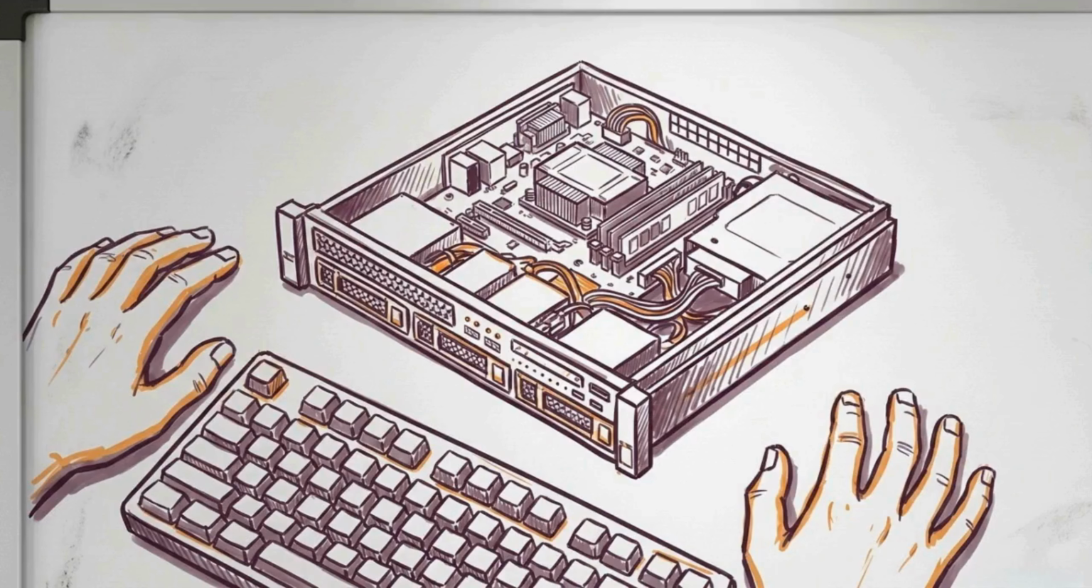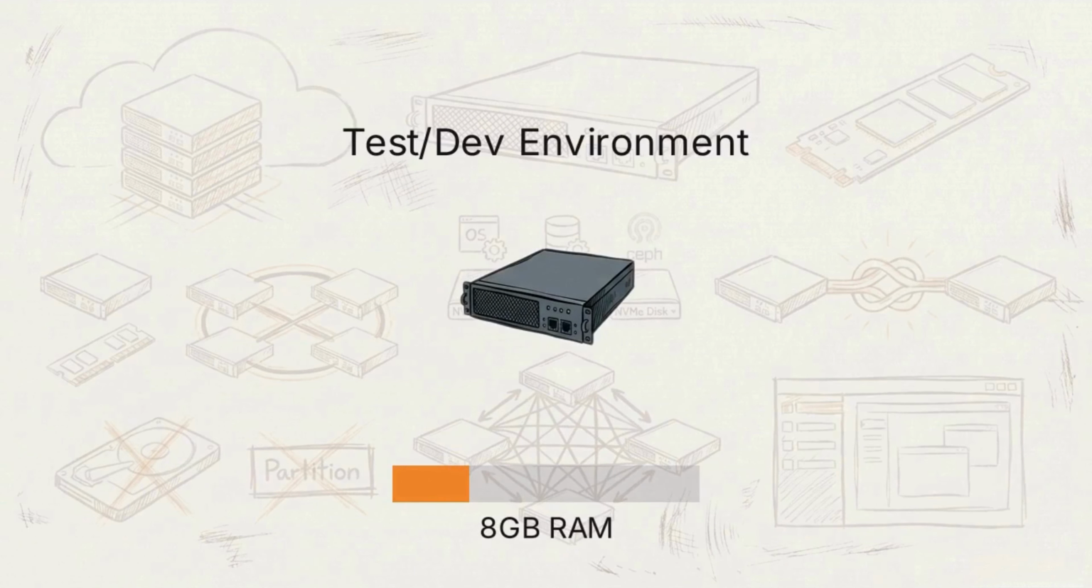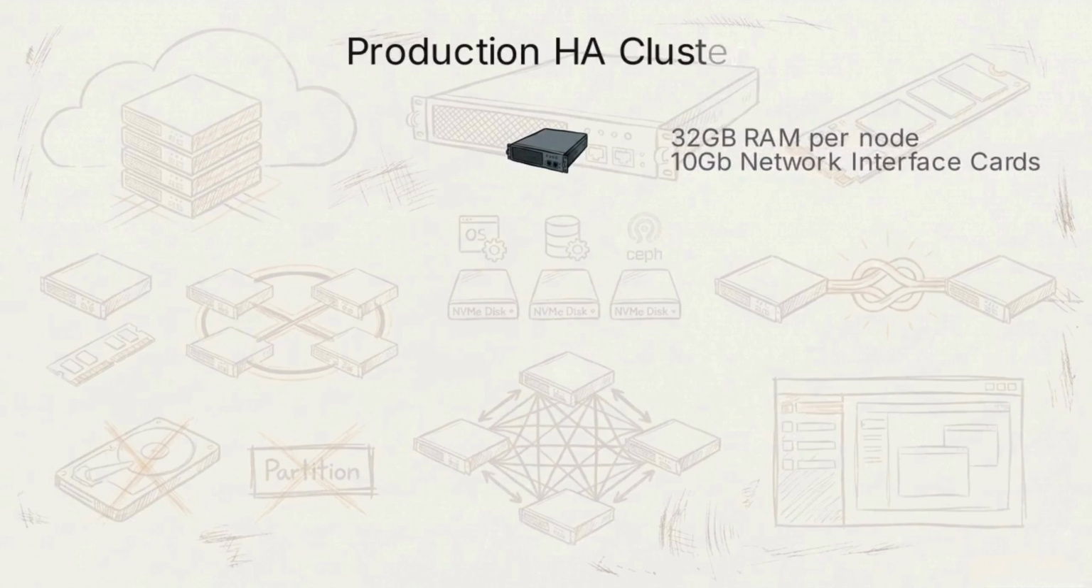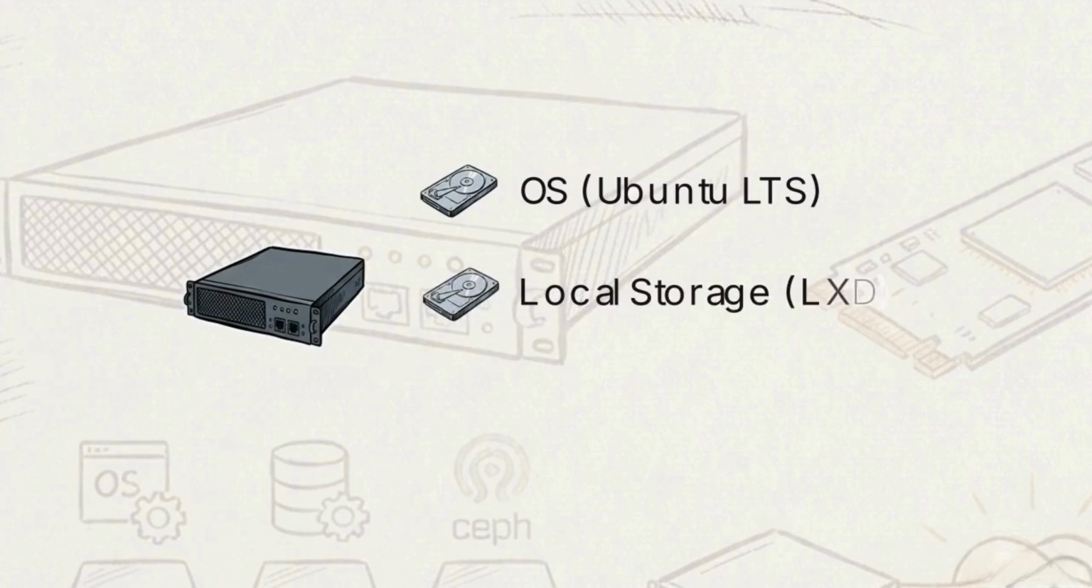Before we touch the command line, let's look at the hardware. For a test or development environment, MicroCloud is lightweight. You can start with a single member deployment and as little as 8 gigabytes of RAM. This diagram compares a test setup to a production environment. A highly available cluster requires 4 physical nodes with 32 gigabytes of RAM and 10 gigabit network cards.